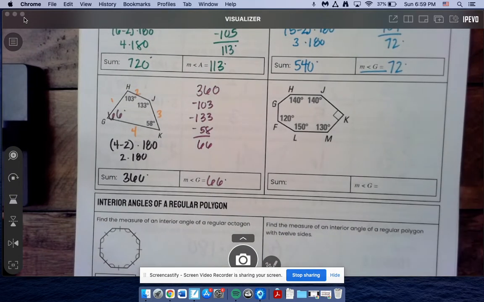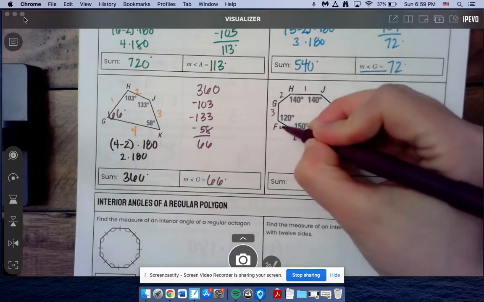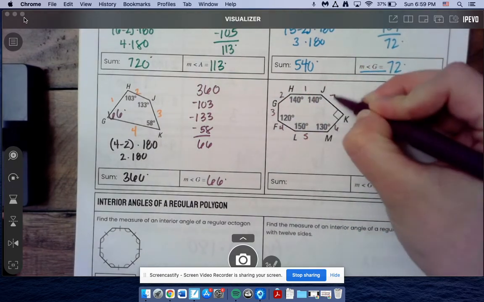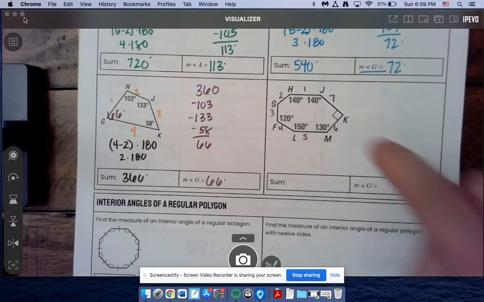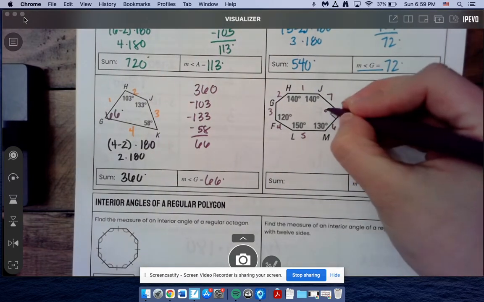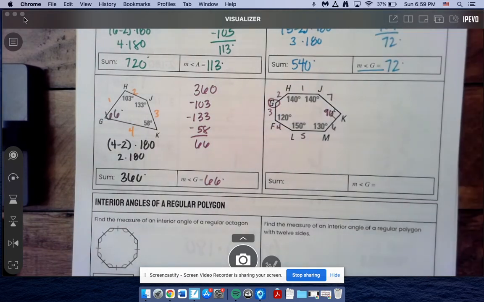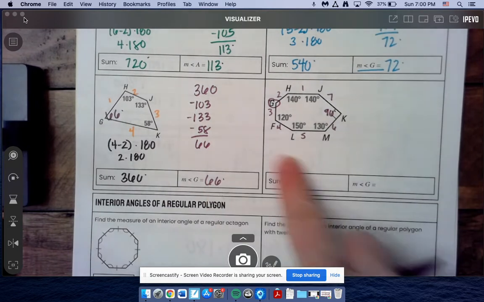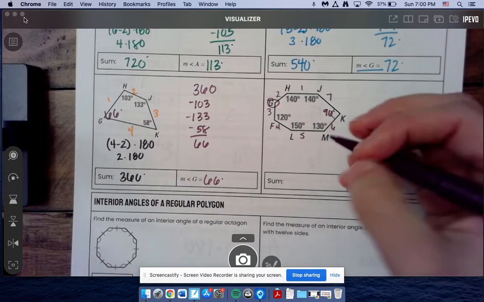Okay, try this one. Pause the video and try to figure this one out on your own, okay? So this is a 1, 2, 3, 4, 5, 6, 7-sided figure. And remember, what does that box mean? That box means 90. So this angle right here is 90 degrees. And you're looking for angle G, all right? So pause the video, follow the same steps we just did to find the missing measure of angle G.